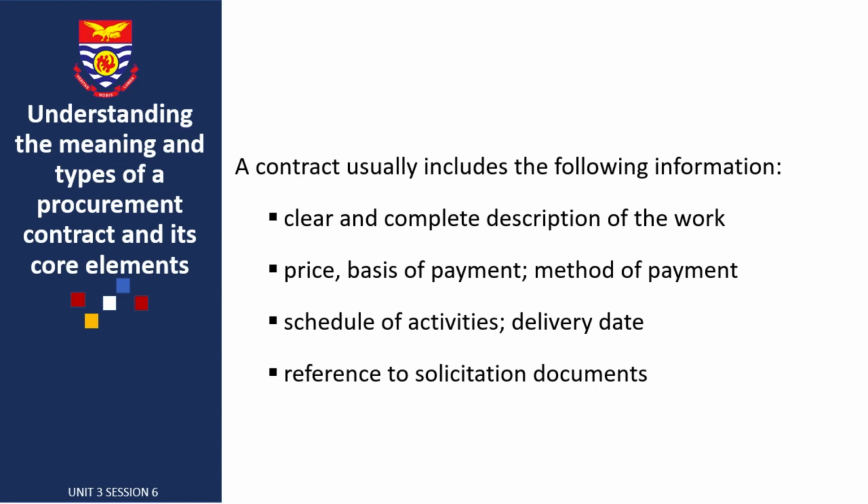A contract usually includes the following at its finalization or issuance. It should have a clear and complete description of the work. Again, the price, the basis of payments, and then the method of payments. Also the schedule of activities or delivery dates, and then the reference of solicitation documents. All of these documents must be included in the contract finalizing and issuance.